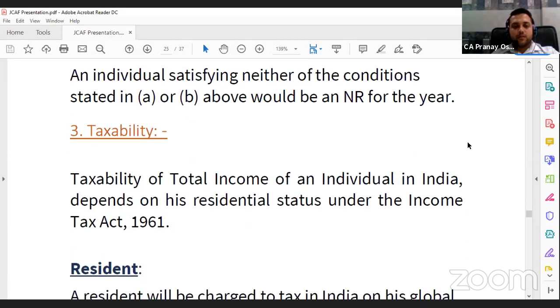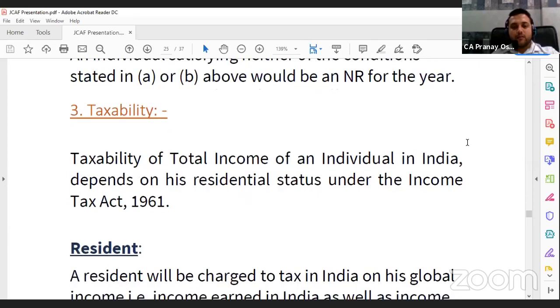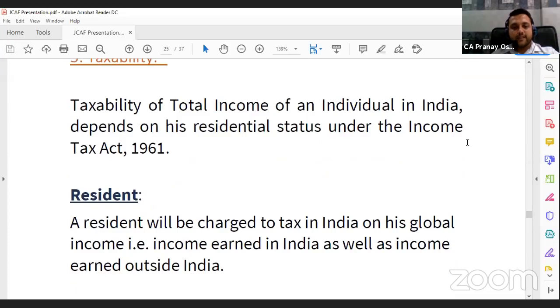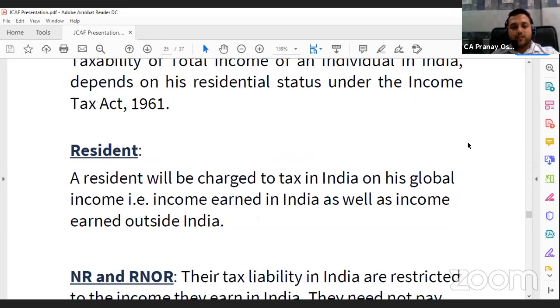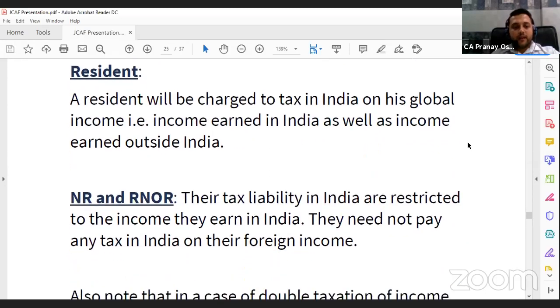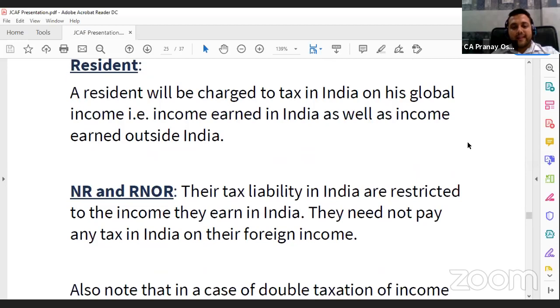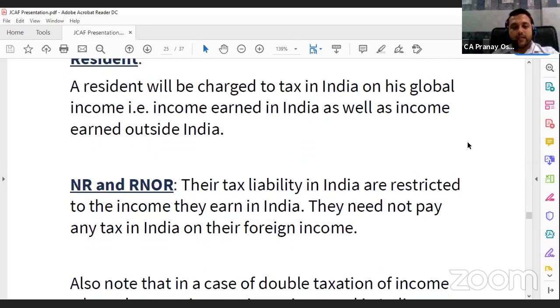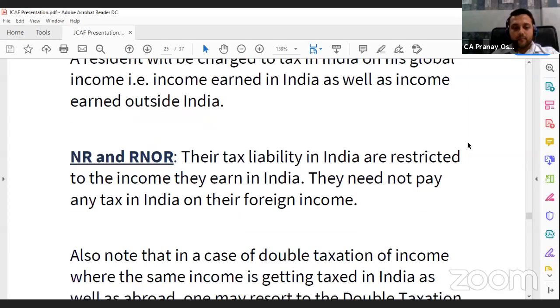I have tried to cover the gist of taxability depending upon the residential status. Taxability of total income of an individual in India depends upon his residential status. A resident will be charged to tax in India on his global income, that is income earned in India as well as income earned outside. NR and RNOR, their tax liability in India is restricted to income they earn in India. They need not pay any tax in India on the foreign income.